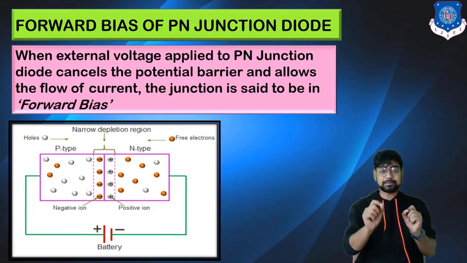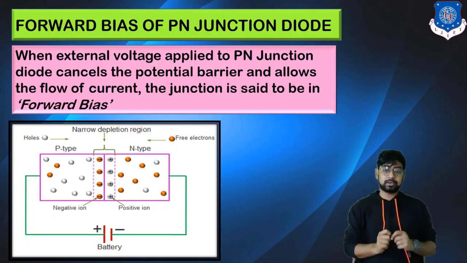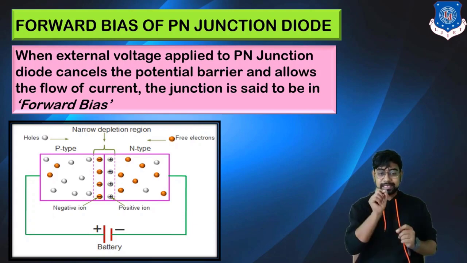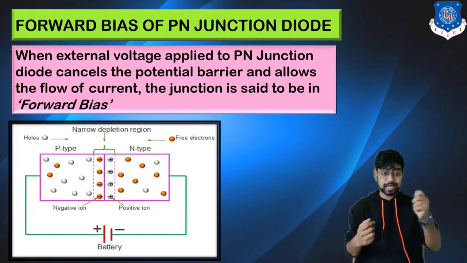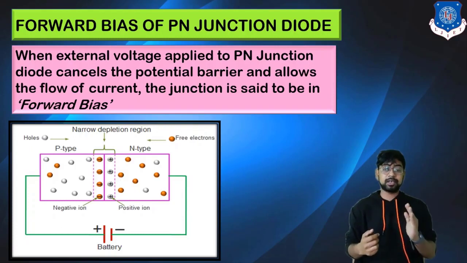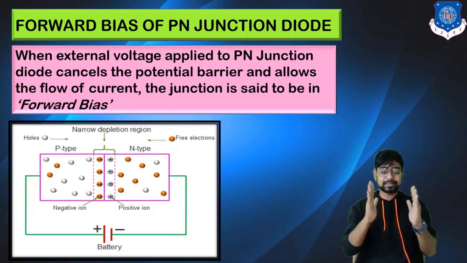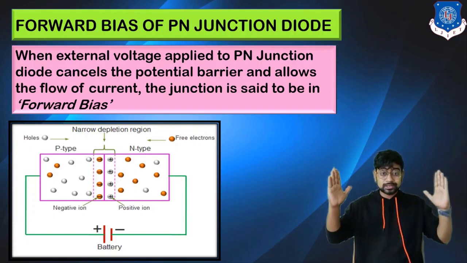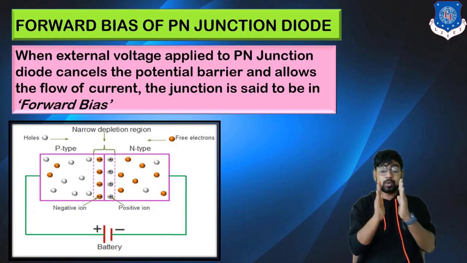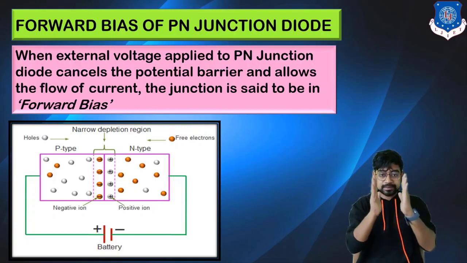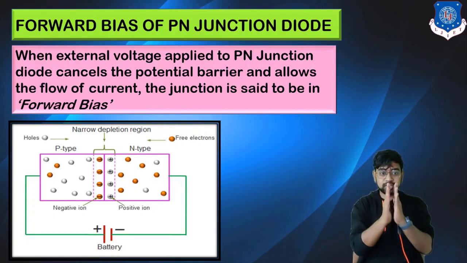Similarly, the N type of the semiconductor, that is negative, is connected to the negative terminal of the battery. Now what happens? In N type you have a majority of electrons, and in P type you have a majority of holes. These holes are repelled by the positive terminal, and electrons are repelled by the negative terminal, and then move towards the junction. As they move toward the junction, they are reducing the size of the depletion region.